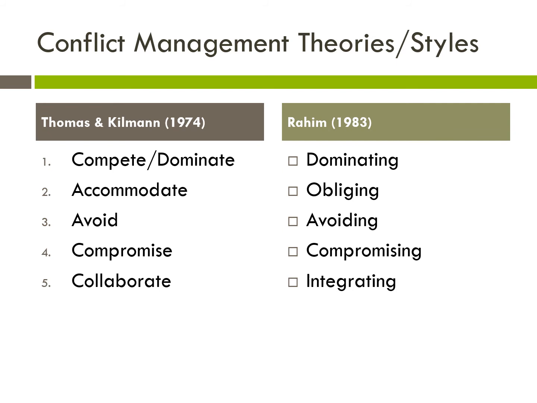Similarly, there was another theory, Rahim. He based his theory on 2 dimensions, which he labeled as concern for others and concern for self. The distinction yields 5 conflict management styles. Dominating, where there's a high concern for self and low concern for others. Obliging, a low concern for self and high concern for others. Avoiding, a low concern for self and for others. Compromising, an intermediate concern for self and others. And integrating, a high concern for self and for others.